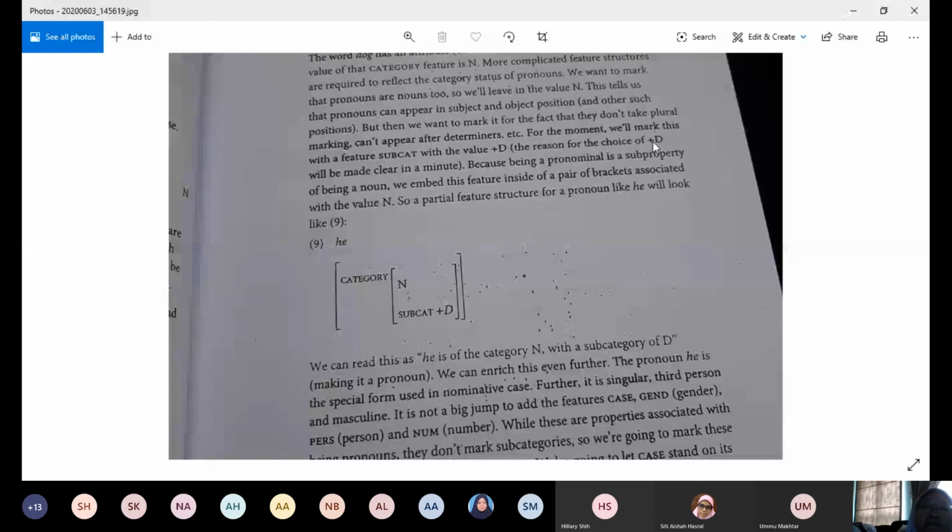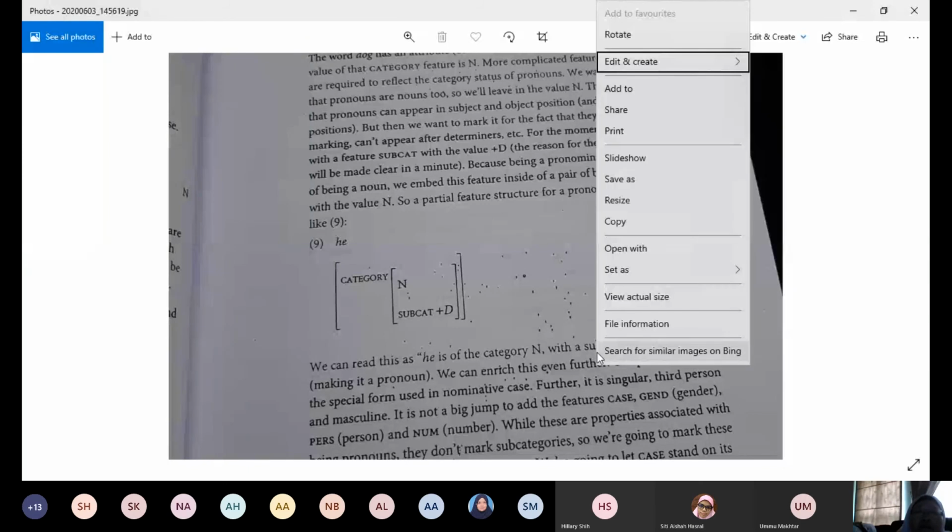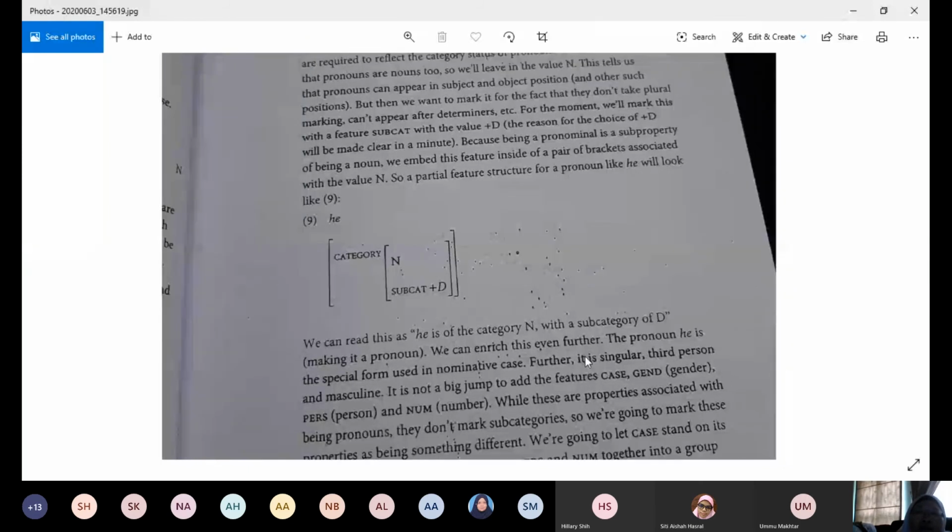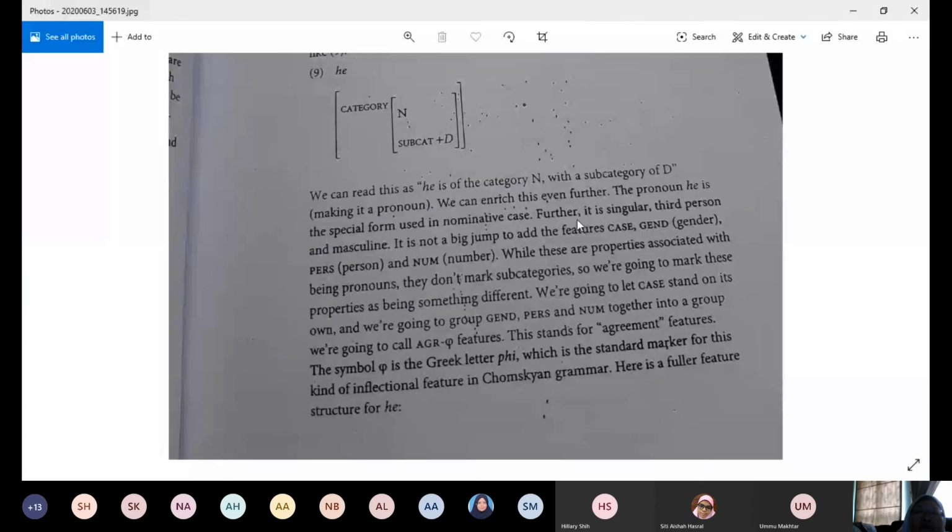But for the D, the determiner, a subcategory of D. So if you look, the pronoun he is in nominative case. He is also singular, he is third person, and he is masculine. So we can actually put all these features inside he.